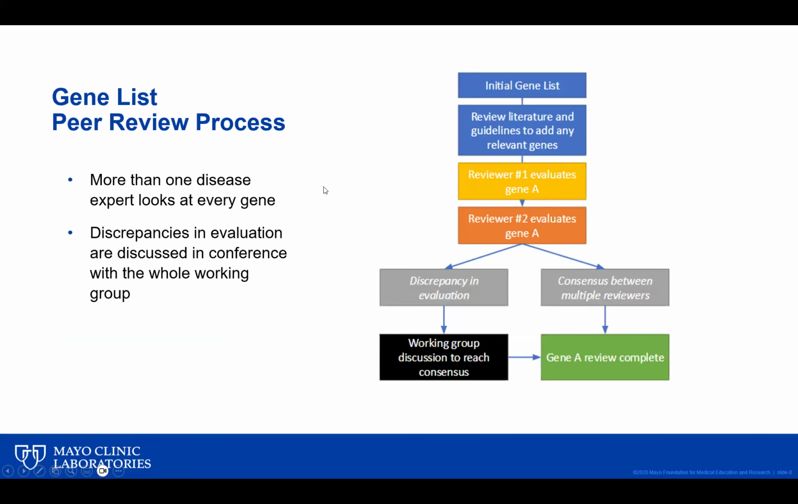So in that peer review process, we had more than 1 disease expert look at every gene from that candidate gene list and determine whether or not we would keep the gene in our gene list or put it into what we call the parking lot, where it's more of an emerging gene of emerging significance, but we didn't feel like it had adequate evidence for now. So this is a schematic of that process.